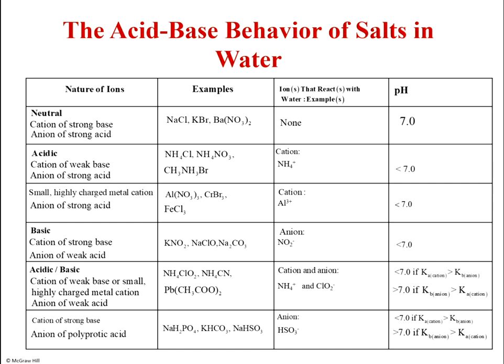The acid-base behavior of salts and water are summarized in this table. And this shows us how to handle cations of a strong base, anions of a strong acid, cation of a weak base, anion of a strong acid, small highly charged metal cation and an anion of a strong acid, cation of a strong base and anion of a weak acid, cation of a weak base or small highly charged metal cation and anion of a weak acid, and finally the cation of a strong base and the anion of a polyprotic acid.